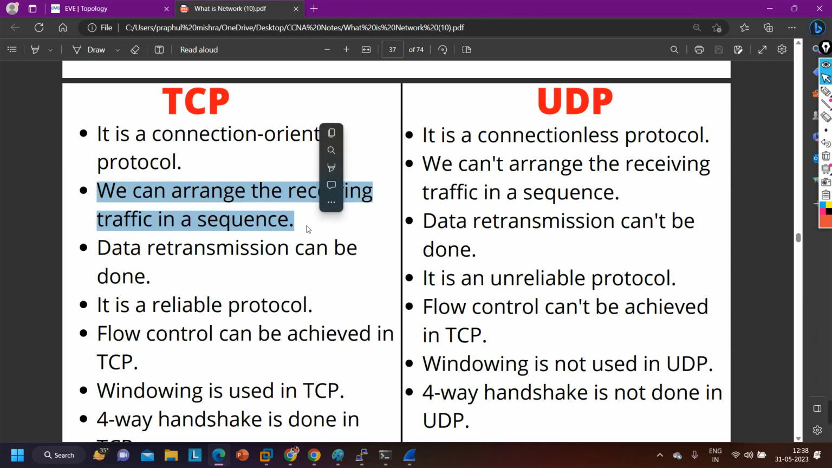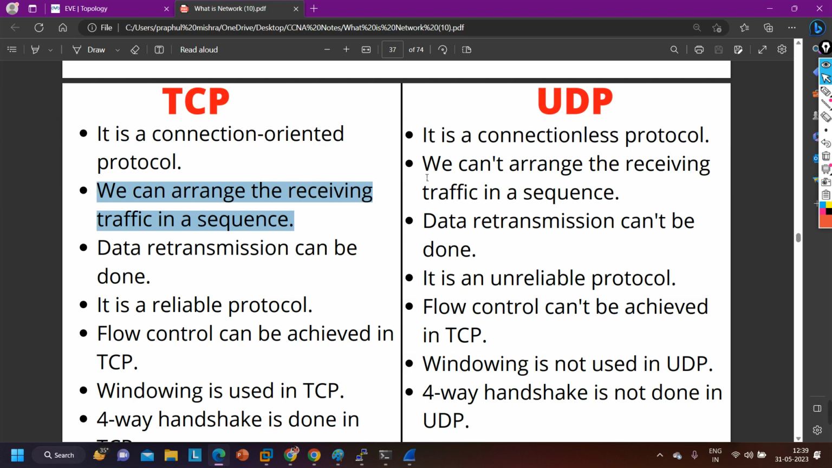So the server can arrange my traffic in actual sequence. But in case of UDP, it is not possible, because there is no acknowledgement, there is no sequencing. If there is no sequence number, how can the receiver machine arrange it in actual sequence?